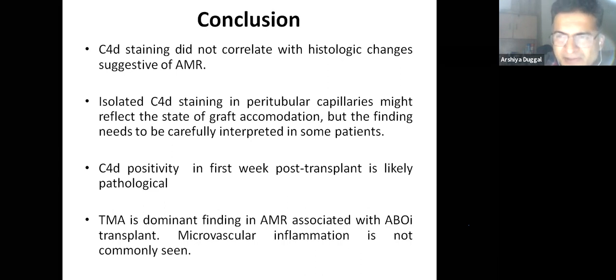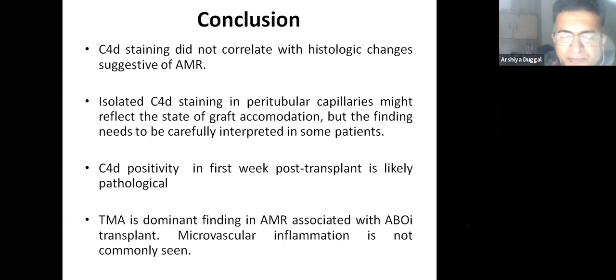That means microvascular inflammation. Yes, along with that there is some endothelial injury, but in the ABO-compatible setting, it is dominantly a severe endothelial injury which causes graft dysfunction, which leads to graft rejection and graft loss. So I don't wish to discuss C3 glomerulonephritis post-transplant. My aim was that you should get this message: C4d in the first 1 or 2 weeks post-transplant in the ABO-compatible setting could be pathological. And the second thing is TMA is the dominant finding you see in AMR associated with ABO-compatible transplant, and microvascular inflammation is not commonly seen in ABO-compatible settings.